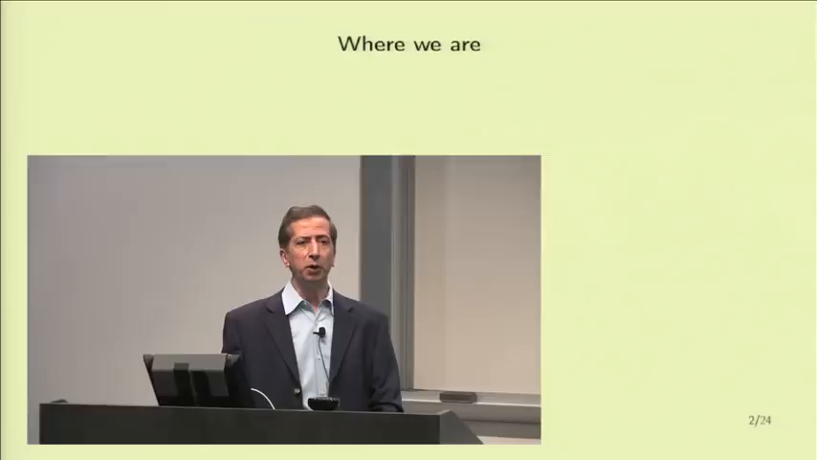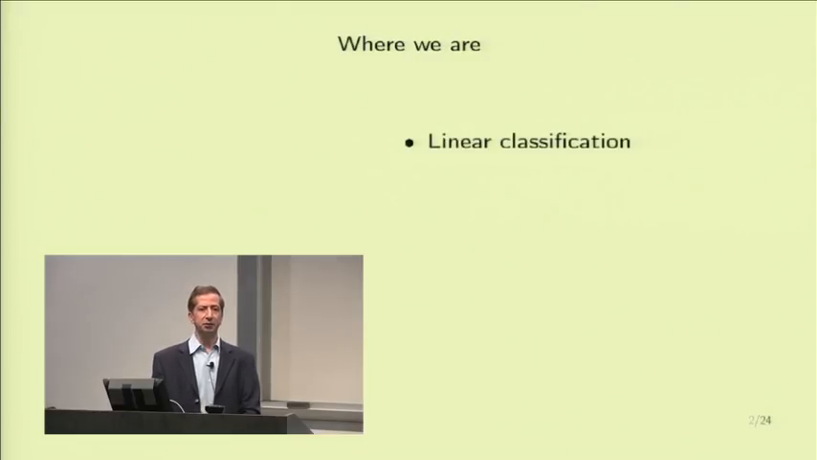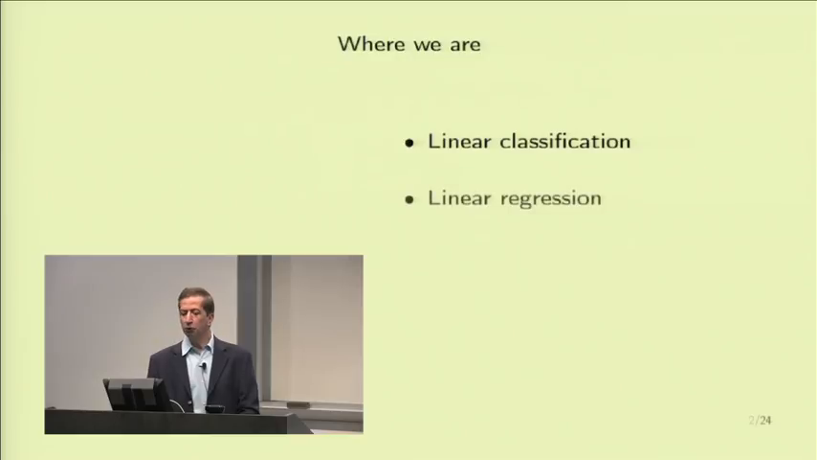And then I'm going to complete the exposition of the linear models today. So let's see where we are. This is the big picture of linear models. They start with linear classification, perceptrons, we have seen that. And then go on to linear regression, we have also seen that, so that was the part that was covered.